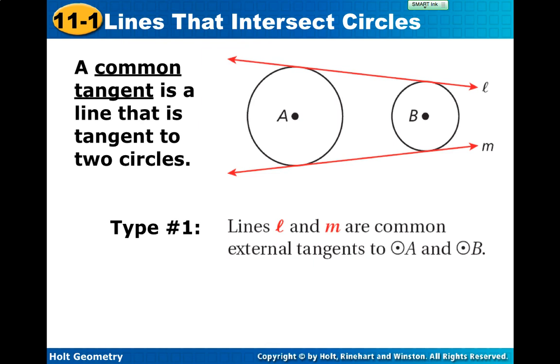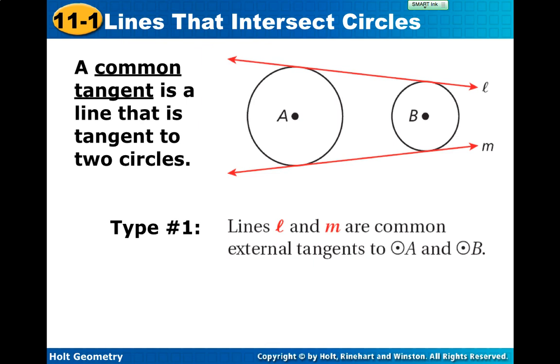So this is what your first picture would look like. This one goes under common external tangents. So you have two circles. The two circles don't need to touch. They're not tangent; what we're focusing on right now is going back to the lines being tangent. So this red line up at the top touches circle A at one point, touches circle B at one point. So that line is tangent to both circles, so it is a common tangent. Same with line M, it touches both circles.